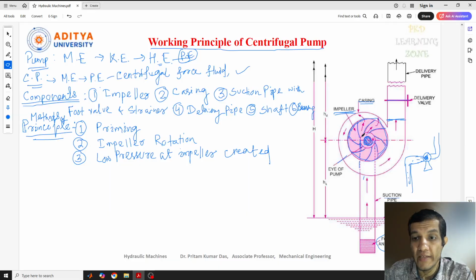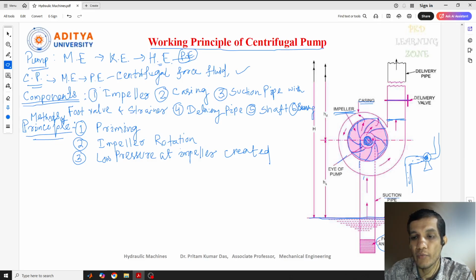Now, due to the low pressure here, obviously the fluid movement will start from where the high pressure liquid is. High pressure liquid in the sense of more pressure of liquid. So at this point, if you see, this is our sump level.